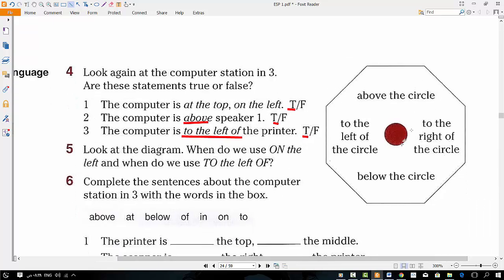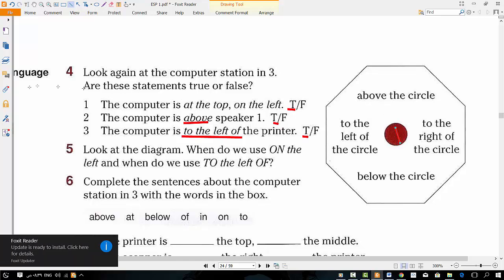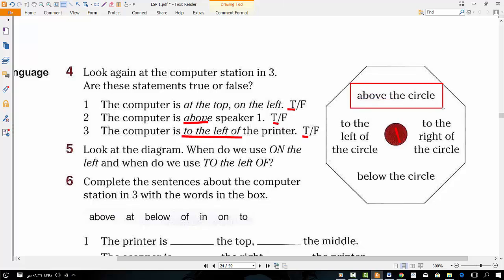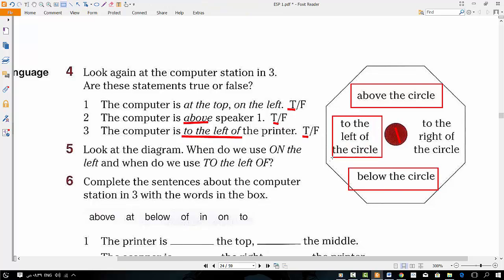Look at this picture. What's this? Circle. This is a circle. Okay, watch this place here, above the circle, and this place below the circle, تحت الدائرة. This place, this location, to the left of the circle, and this one to the right of the circle.